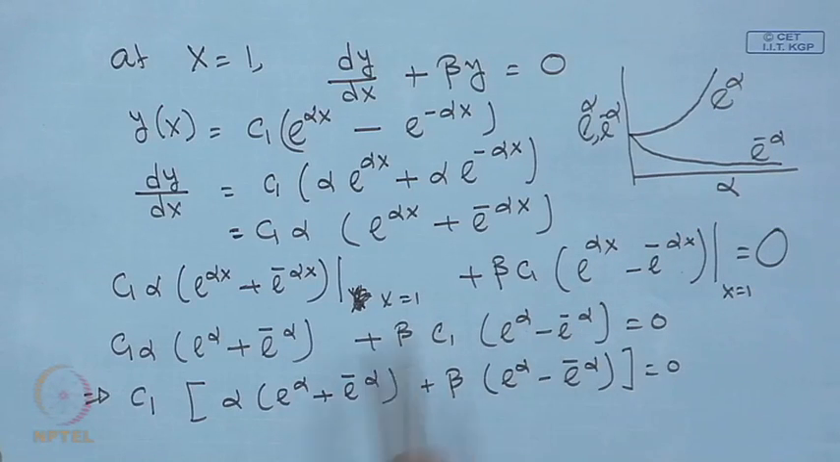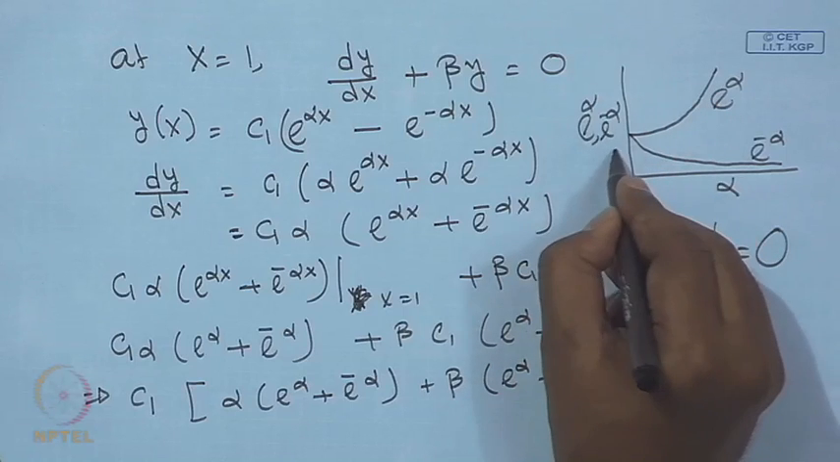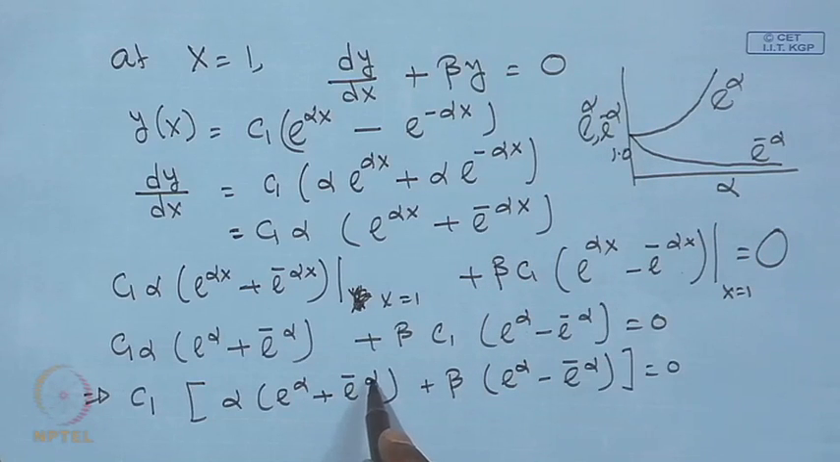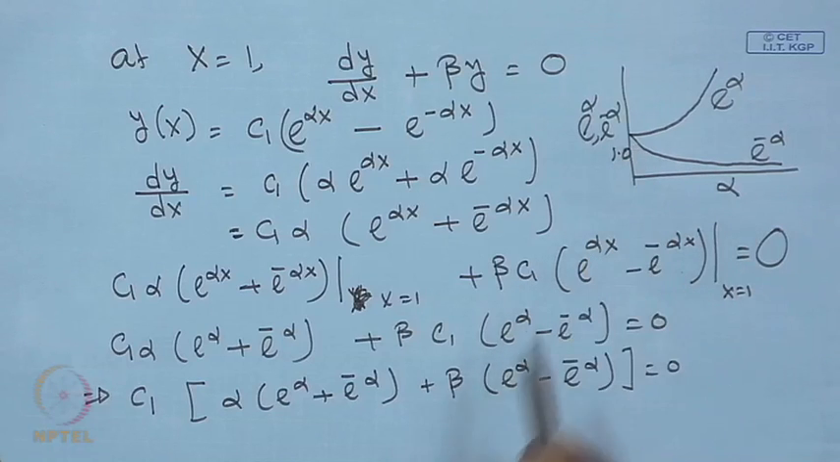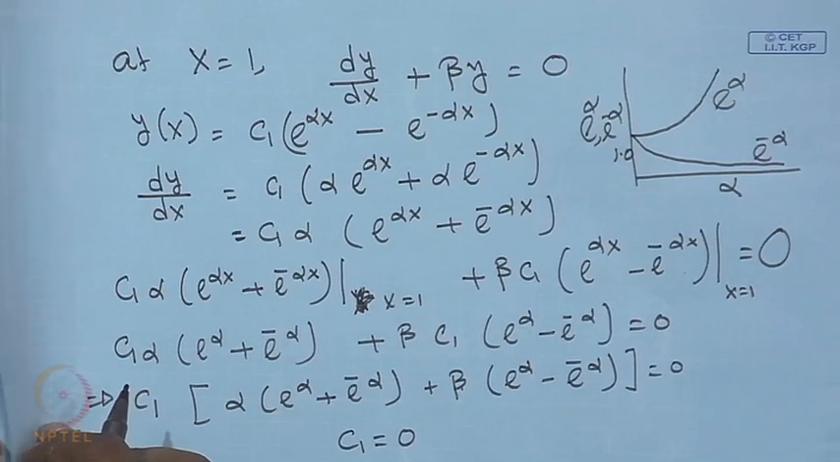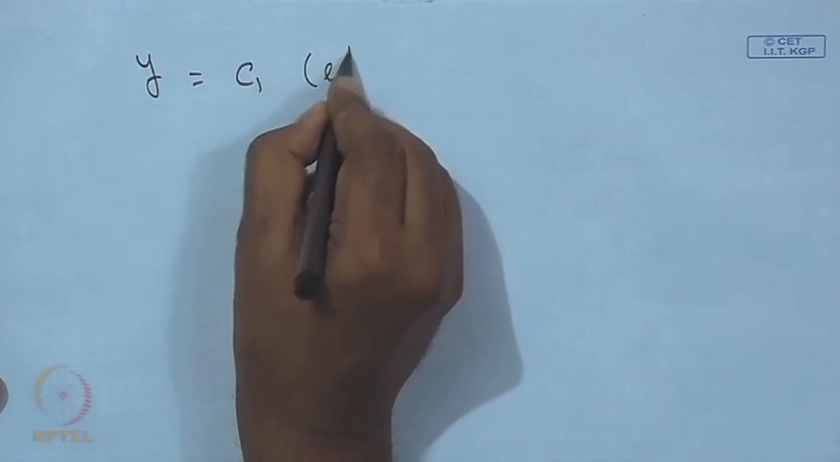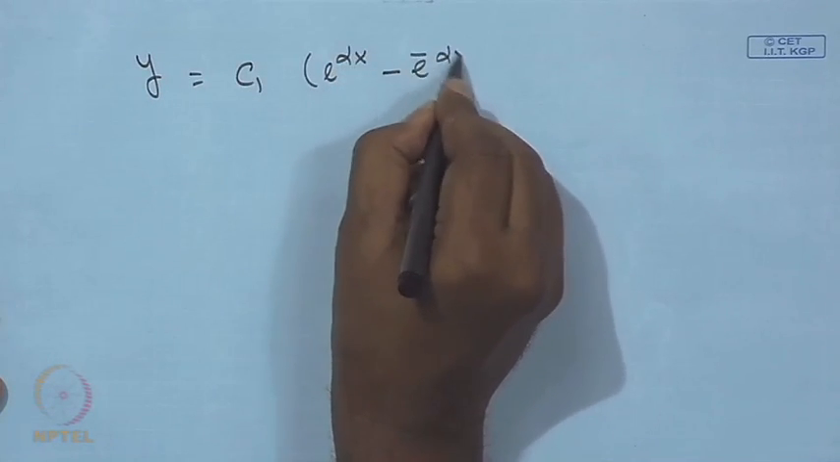So, therefore, e to the power alpha is always positive having a minimum value 1, e to the power minus alpha is always positive with a maximum value of 1. So, their combination is positive, again their combination is positive, and beta is not equal to 0. The whole thing in the third bracket is a positive quantity, that means, in order to satisfy this equation, we have to have C 1 is equal to 0. Let us see what happens if C 1 is equal to 0. If we look into the solution, the solution was y is equal to C 1 times e to the power alpha x minus e to the power minus alpha x.